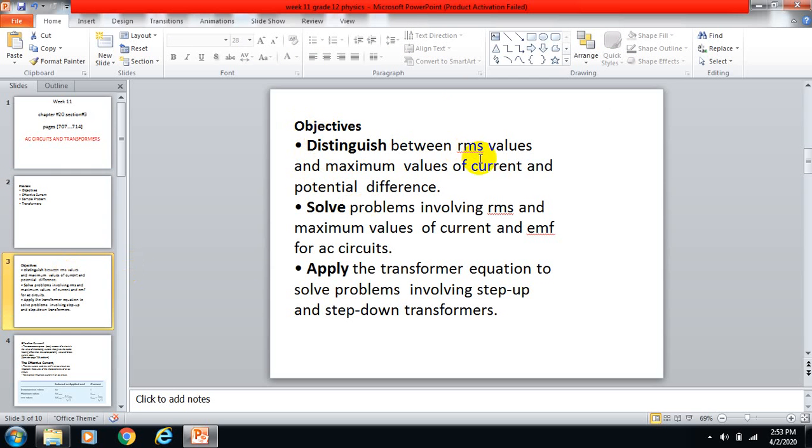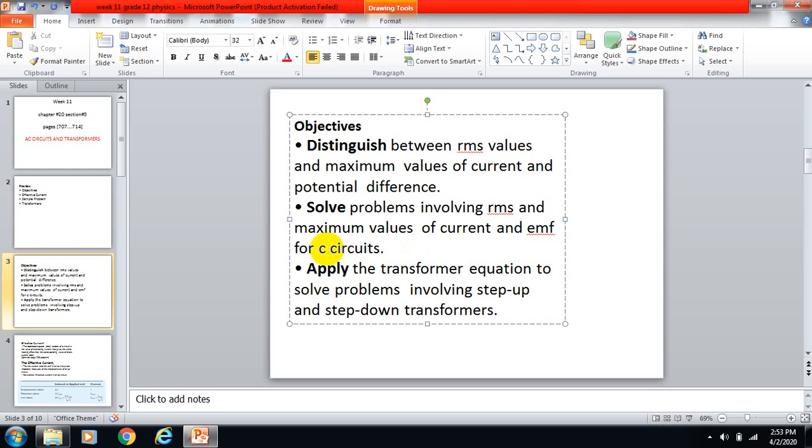Distinguish between RMS values and maximum values of current and potential difference. Root mean square, RMS. Then solve problems involving RMS and maximum values of current and EMF for AC circuits. Electromotive force. Regarding AC circuits, you cannot write the A in lowercase; it must be capital. This is what AC circuits are.